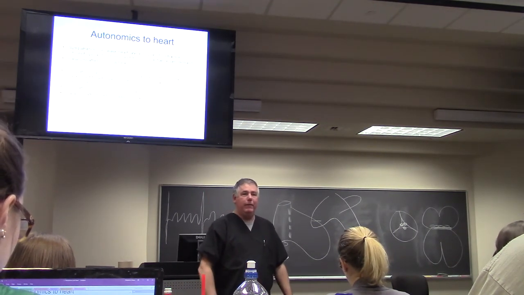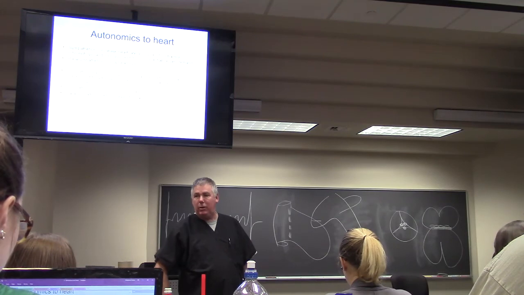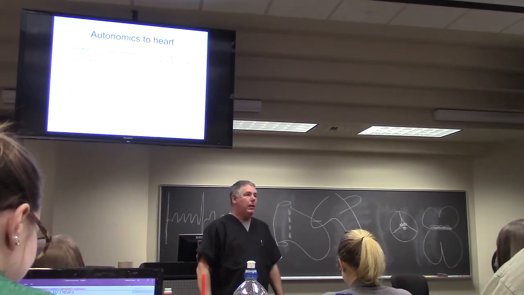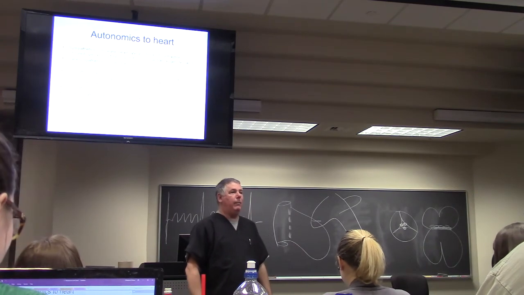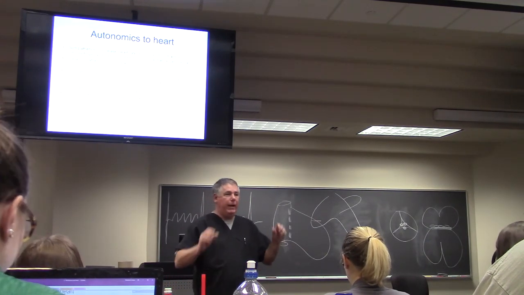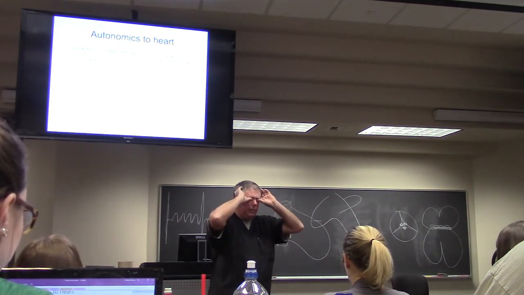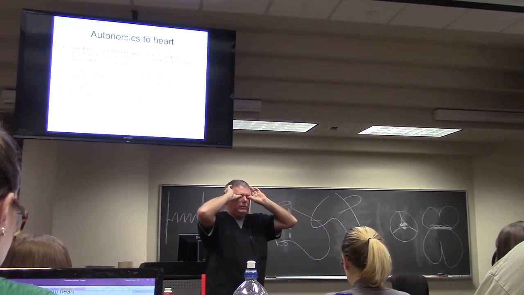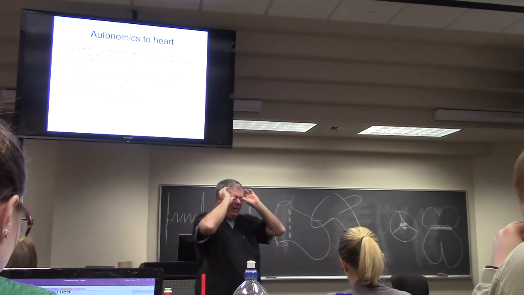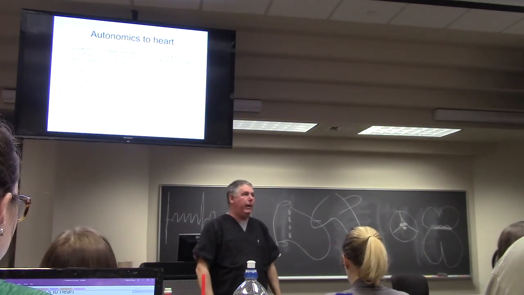Valsalva maneuver. That's parasympathetics that cause you to poop, right? Don't actually poop. The other is to cough. Another one is to have them close their eyes and press on their eyeballs. That stimulates the third nerve that's parasympathetic. Reflexively will slow the heart down.